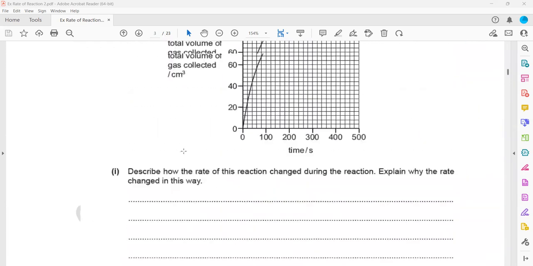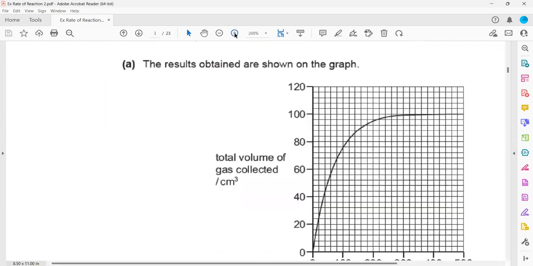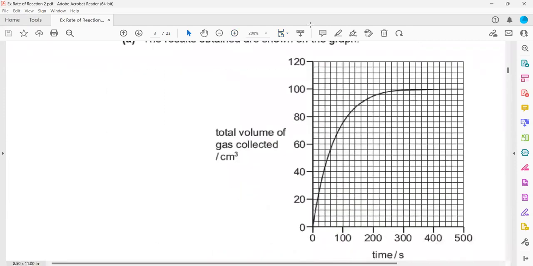So if they ask you to sketch on the graph what happens if we use powdered magnesium, the reaction will be faster, which means it will be steeper, but the final product will remain the same. This reaction will occur at a faster rate, so it will be much steeper, but the final product won't change, so it will be the same.